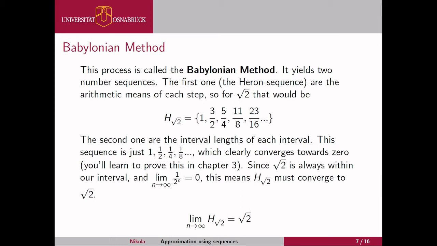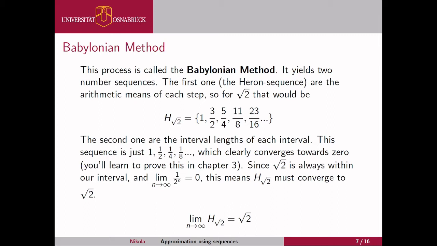Okay, but is it really an approximating sequence? Well, in order to do so, it has to converge towards root 2, right? So in order to show this, we will look at the second sequence, and this is the sequence of interval lengths. The sequence of interval lengths we can easily deduce is just 1, a half, a fourth, an eighth, and so on, since we're halving the interval length every time. And this clearly converges towards 0, right? It's less and less. And the limit of it actually is 0.